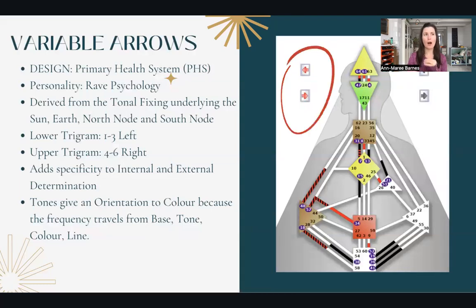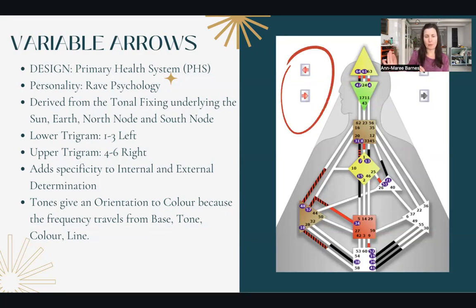And if you are doing further self-study about the personality aspects, you can, of course, apply these principles to those aspects. But for the sake of a 1 hour maximum masterclass, we're just going to be looking at the design side. So when we are talking about design, we're talking about the vehicle and we're talking about primary health system. So variable is a really important component of the primary health system curriculum within the human design knowledge system.